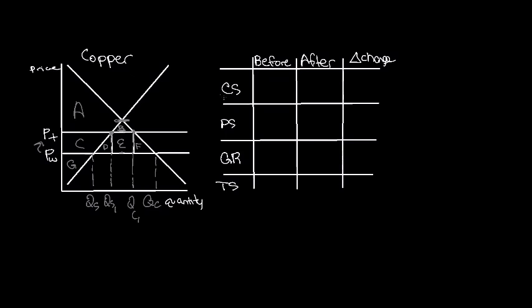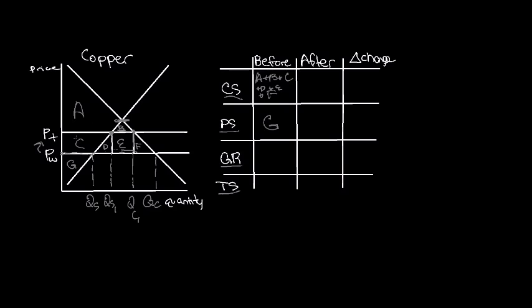Let's calculate the consumer surplus, CS, the producer surplus, PS, the government revenue, because this is in fact a tax, and the total surplus, which includes government revenue. So consumer surplus is everything above the world price, so above this line, and below demand. So it's A plus B plus C plus D plus E and F. Producer surplus is below the price and above supply, so it's just G.